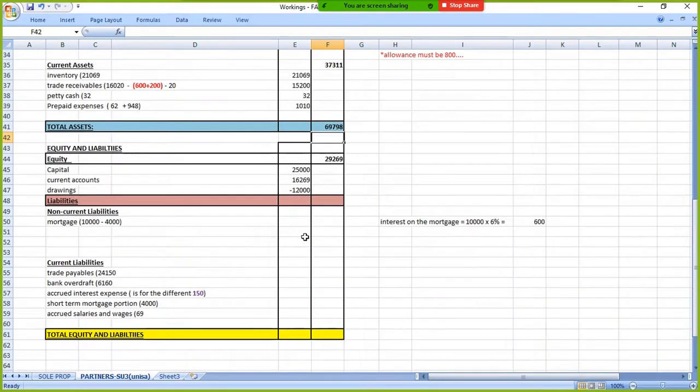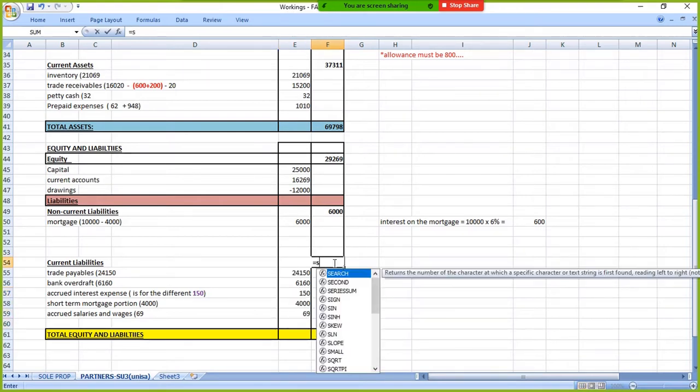There's the total assets. Okay, so now we need to check. Let's see if we've got it correct. Does it balance? Let's see. Okay, copy paste. Long term, 6,000. Short term, 24,150, 6,160, 150, 4,000, 69.